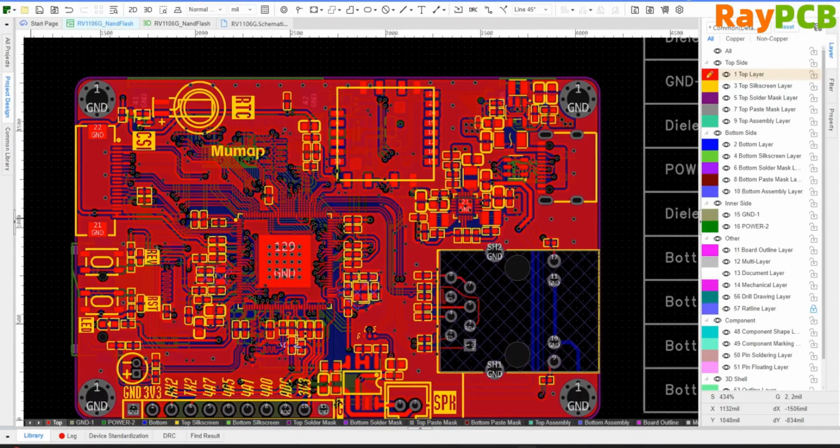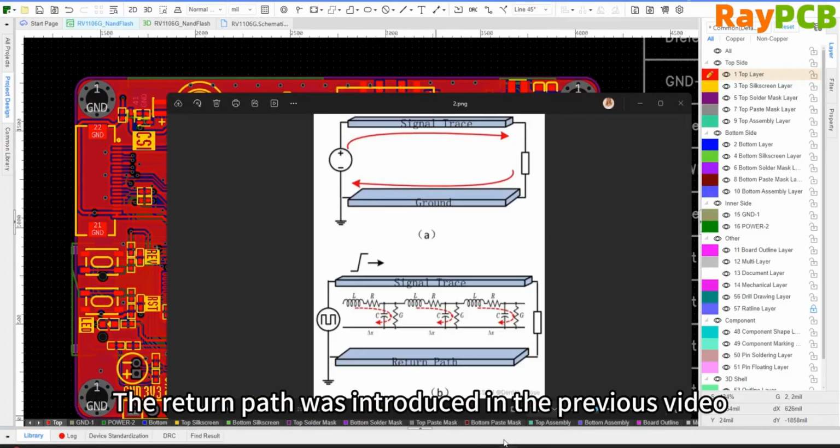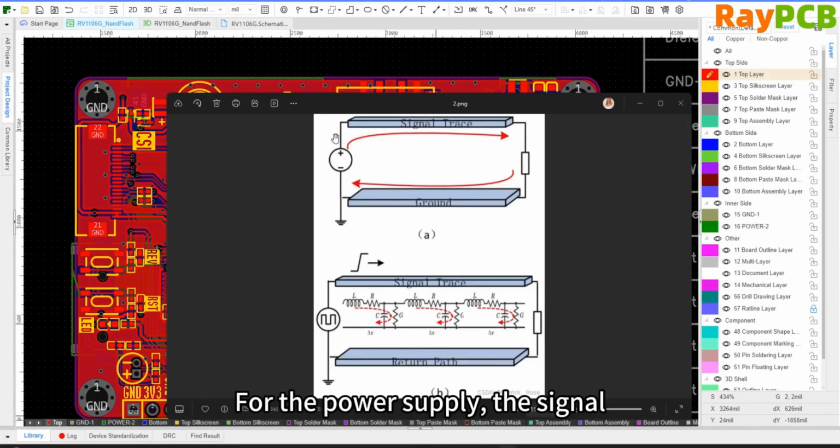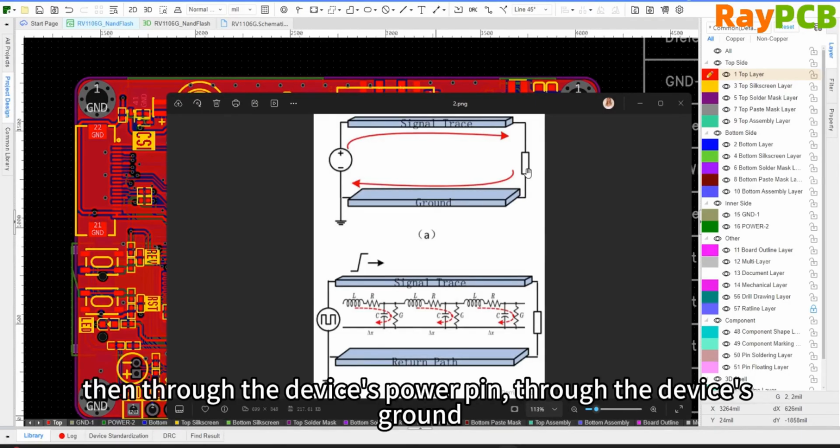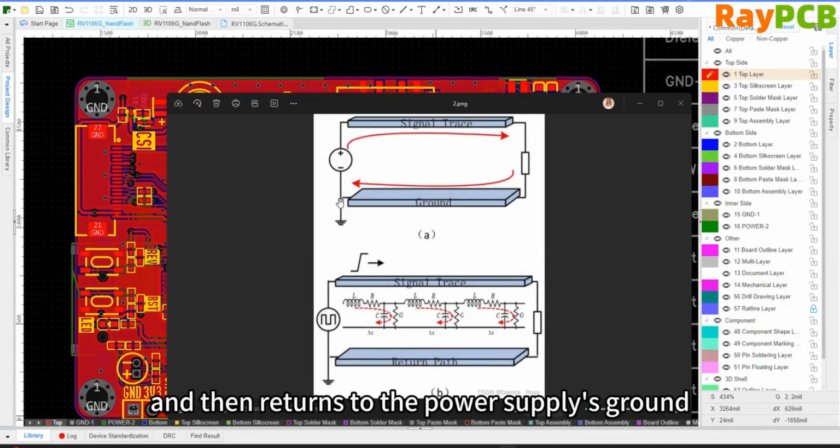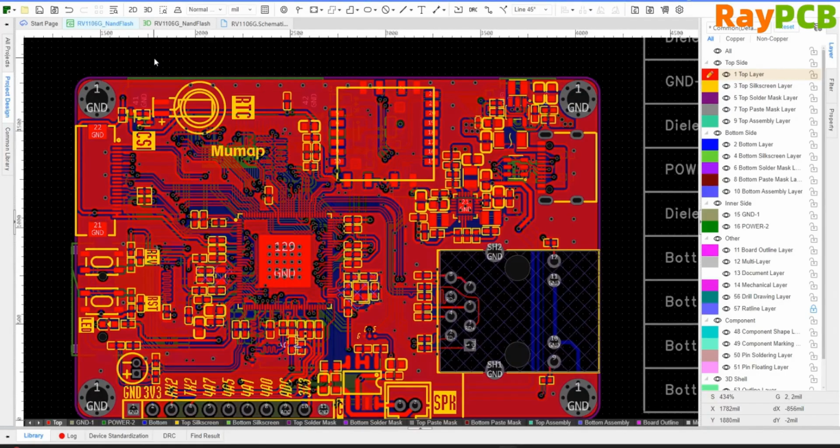designs. The return path, as we mentioned in the previous video, refers to the fact that for a signal with respect to the power supply, a positive signal travels forward, passes through the device, and then returns to the power ground through the device's ground. This forms a return path.